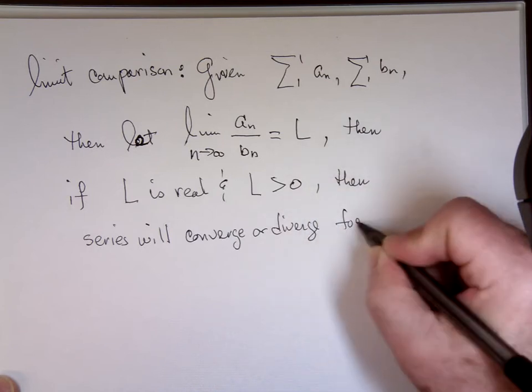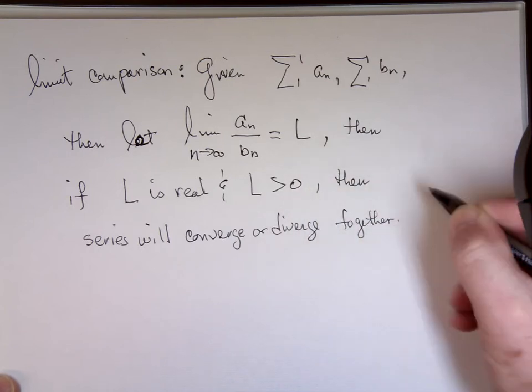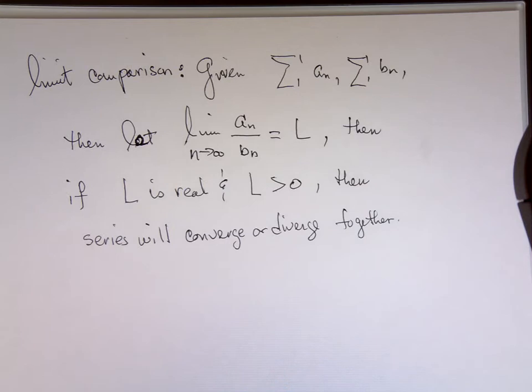So if you take the nth term of each and take the limit as n goes to infinity, and that limit exists, is some positive real number, the two series will converge or diverge together. Because what does it mean? It means that they're increasing at about the same rate. And if you know one converges, then the other one will converge as well. Let's take a look at this series.